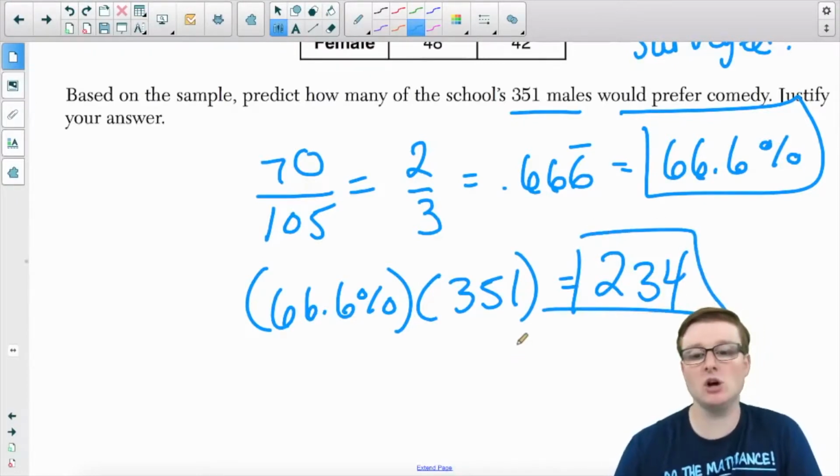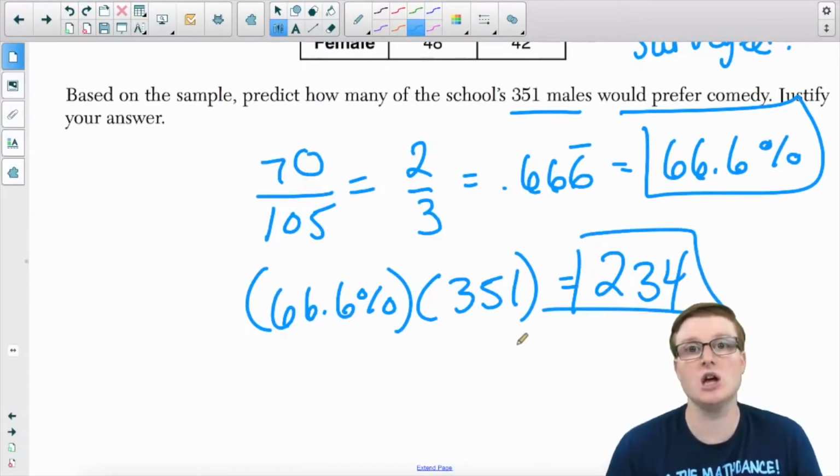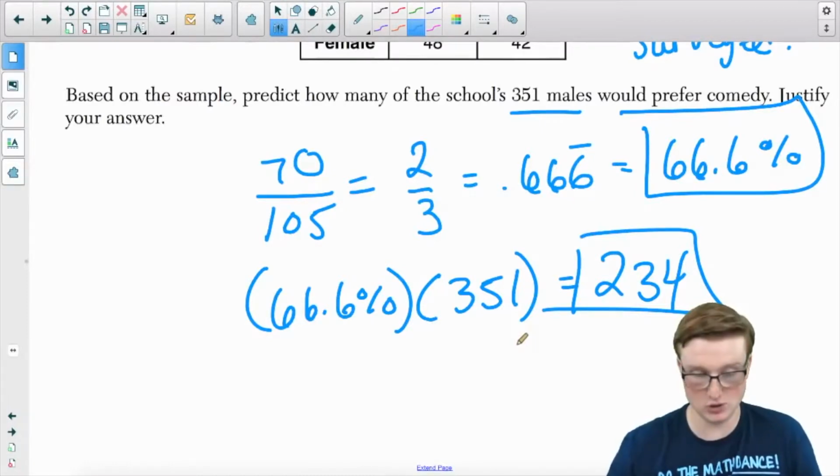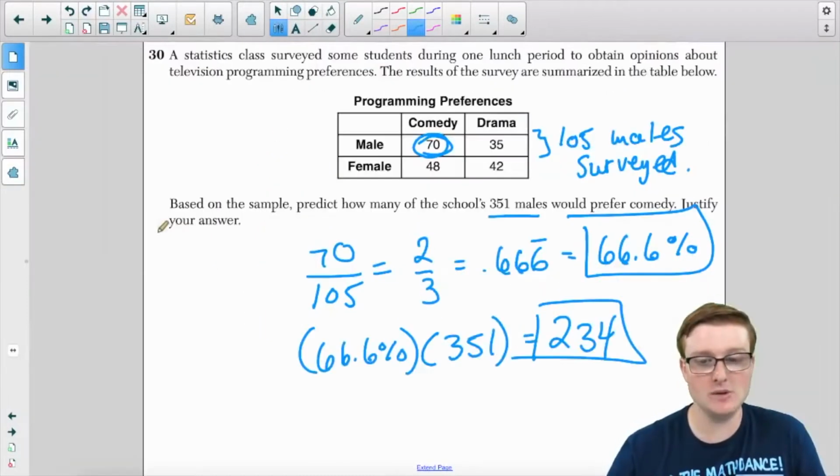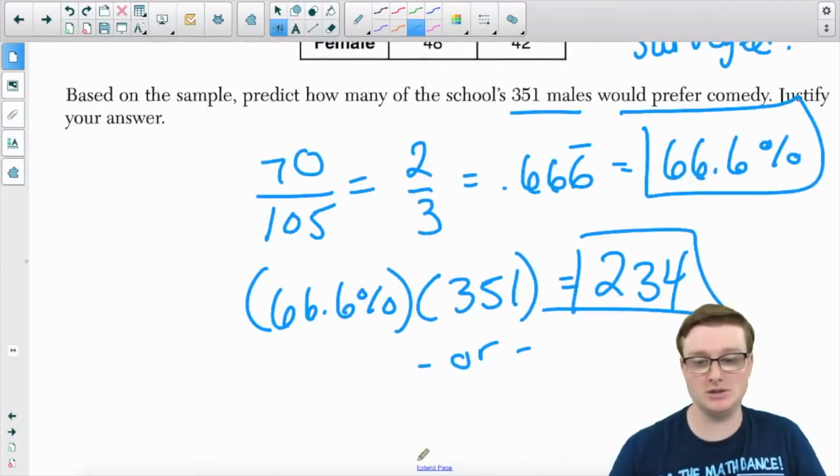So 234 students would prefer comedy in the school. Now, you could do it that way, or you could do it this way. That's one way. You could do it this way too.